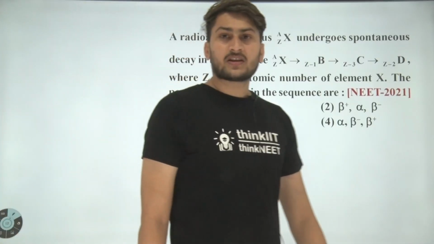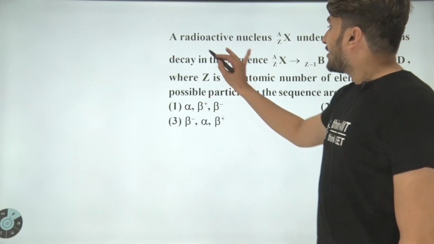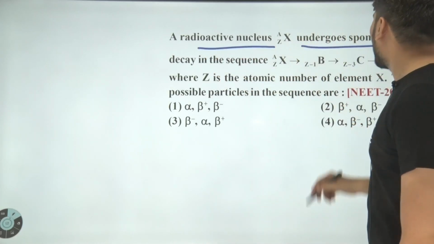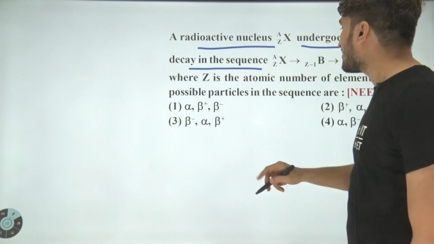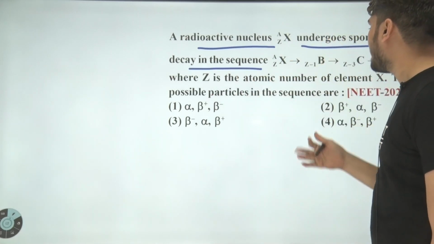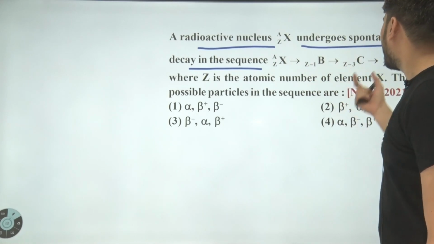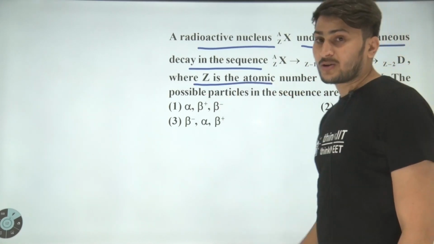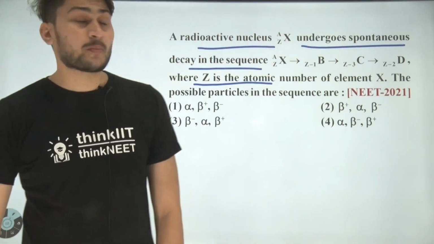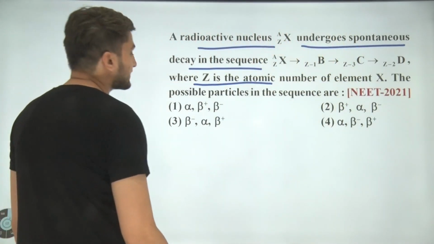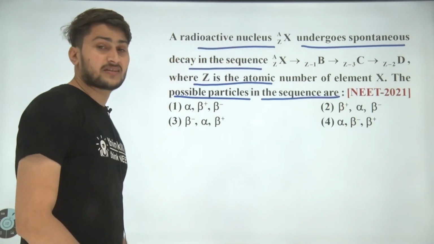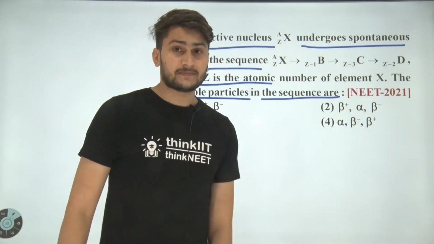Hello students, the question is: a radioactive nucleus X undergoes spontaneous decay in the sequence X converts to B, B converts to C, and C converts to D, where Z is the atomic number of element X. Now the possible particles in the sequence are... This question comes from NEET 2021.